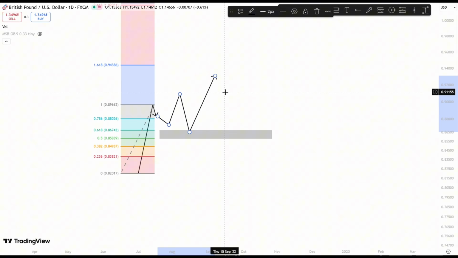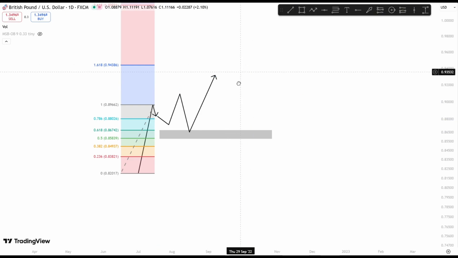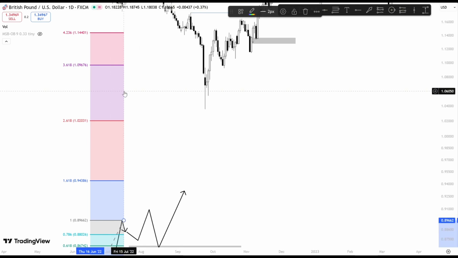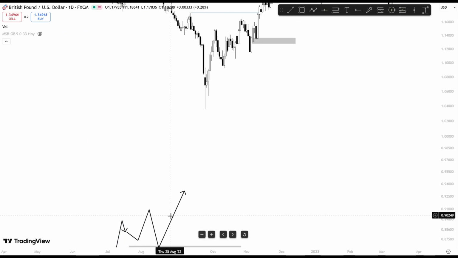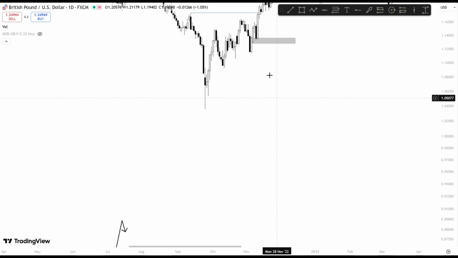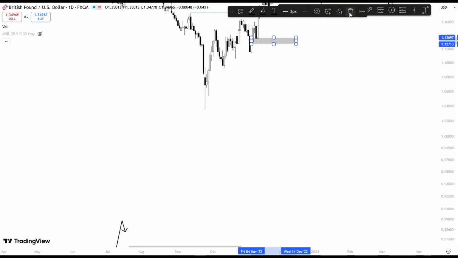So you can combine your demand and supply plus Fibonacci and your market structure, because you always need to relate it to the market structure, or you can relate your market structure with the Fibonacci and support and resistance. So let me take you to the real market and let's just try it out here.